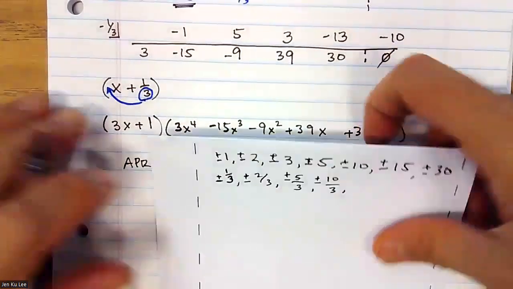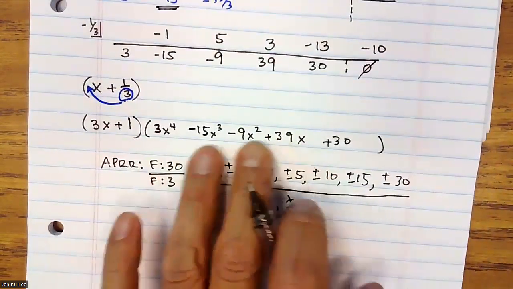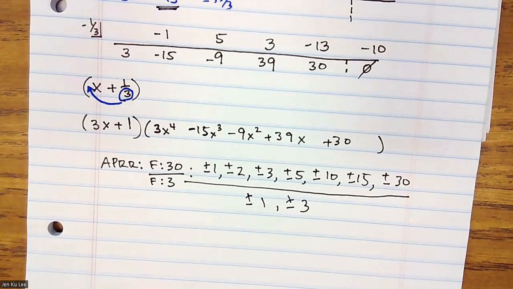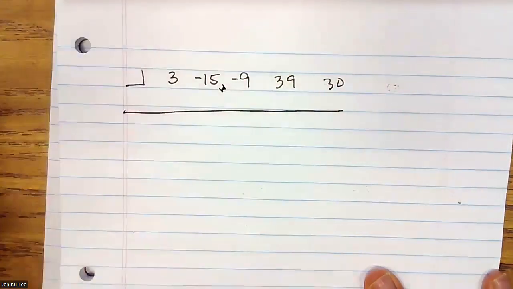All right? So that's 3. I'm just going to write out the coefficients here and then turn my page. Negative 15, negative 9, 39, and 30. So when I go fishing, 3, negative 15, negative 9, 39, and 30. Okay?